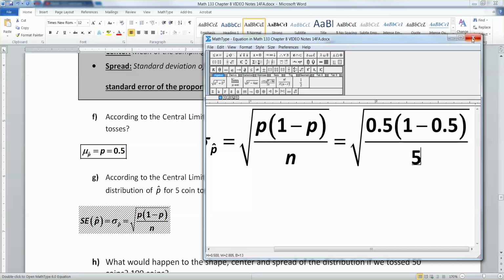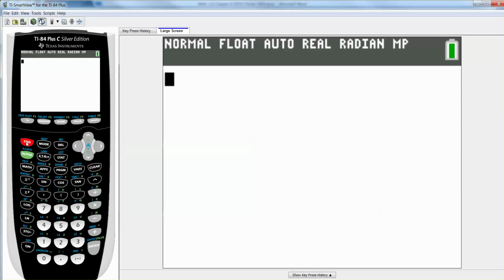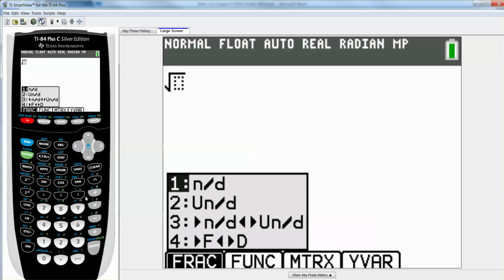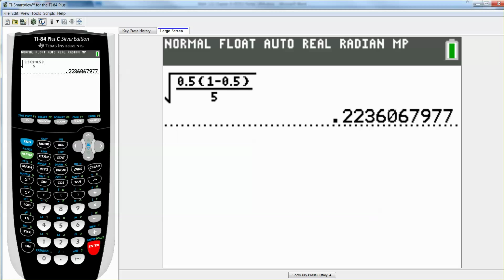So let's go grab a calculator. Second square root. Now, if you have the 84, you can actually do alpha F1, pick number 1, and make it a fraction in there. So that might be easier for you to see. 0.5, 1 minus 0.5. Then use your arrow key to get down, and then say 5, and it's 0.2236.